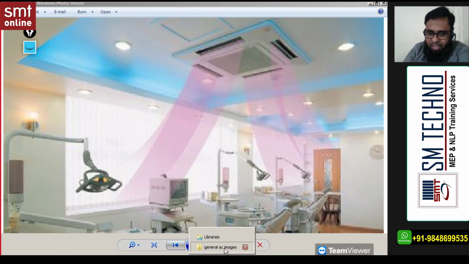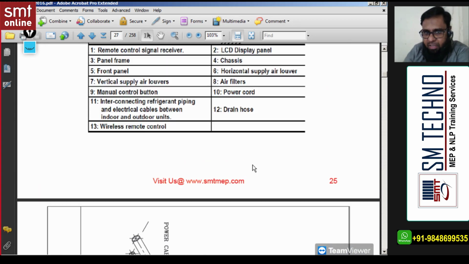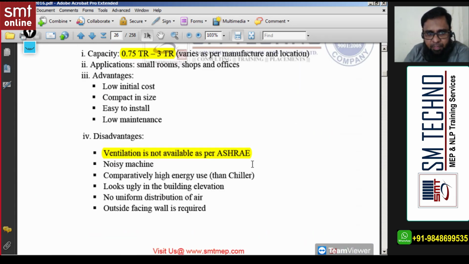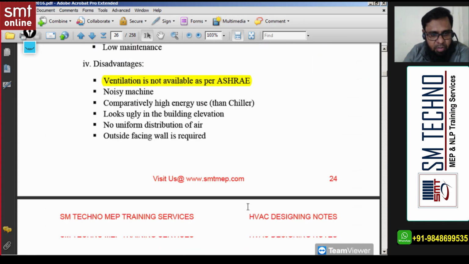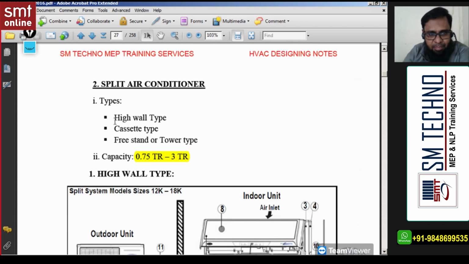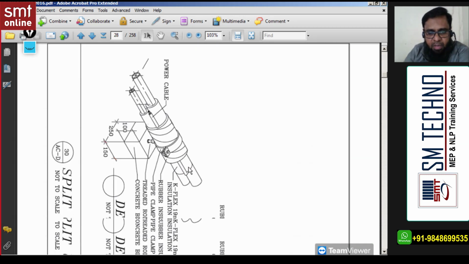So let me play one video clip so you'll get the complete idea about this high wall type split. Before this, quickly the advantages and disadvantages of high wall, then we'll talk about cassette. You see, window is done, and split type high wall we just did. We'll discuss cassette and free-standing. Capacity for all of this is 0.75 to 3 TR in general. It may vary as per make and location. In general, from an interview point of view.